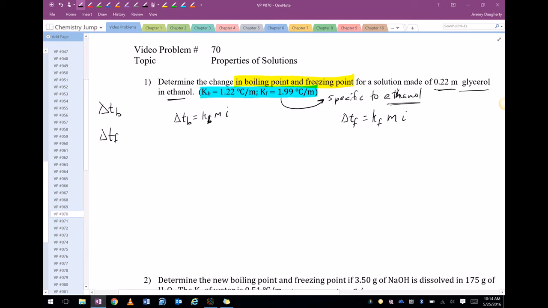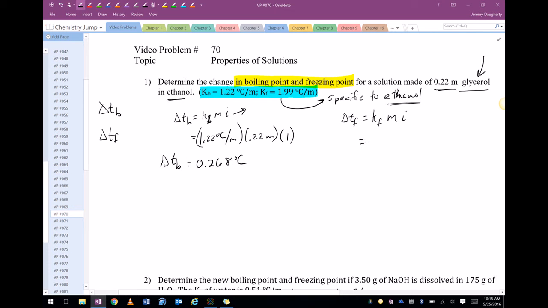Right? So let's deal with the change in boiling point, delta TB. It's going to be Kb, which is 1.22 degrees Celsius per molal, times the molality, which is 0.22, times i. Now i is the number of ions that it breaks up into. Glycerol is not ionic, so it doesn't break up into ions, so that's a 1. Right? So that value ends up being 0.268. So that's the change in boiling point. Okay. And we'll talk about that here in a second.